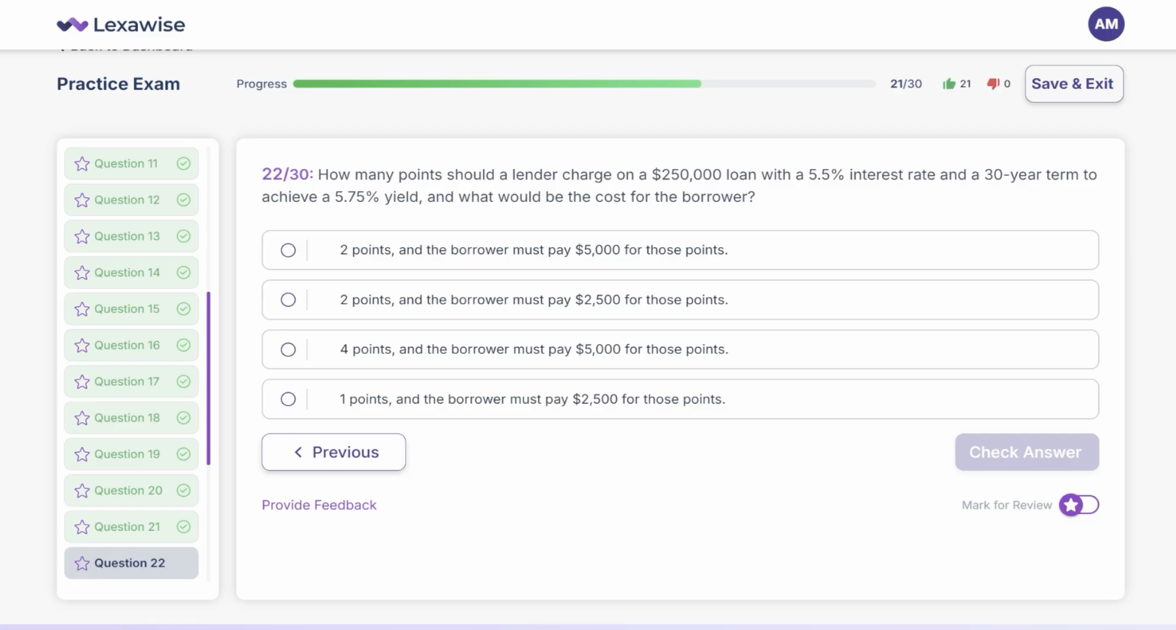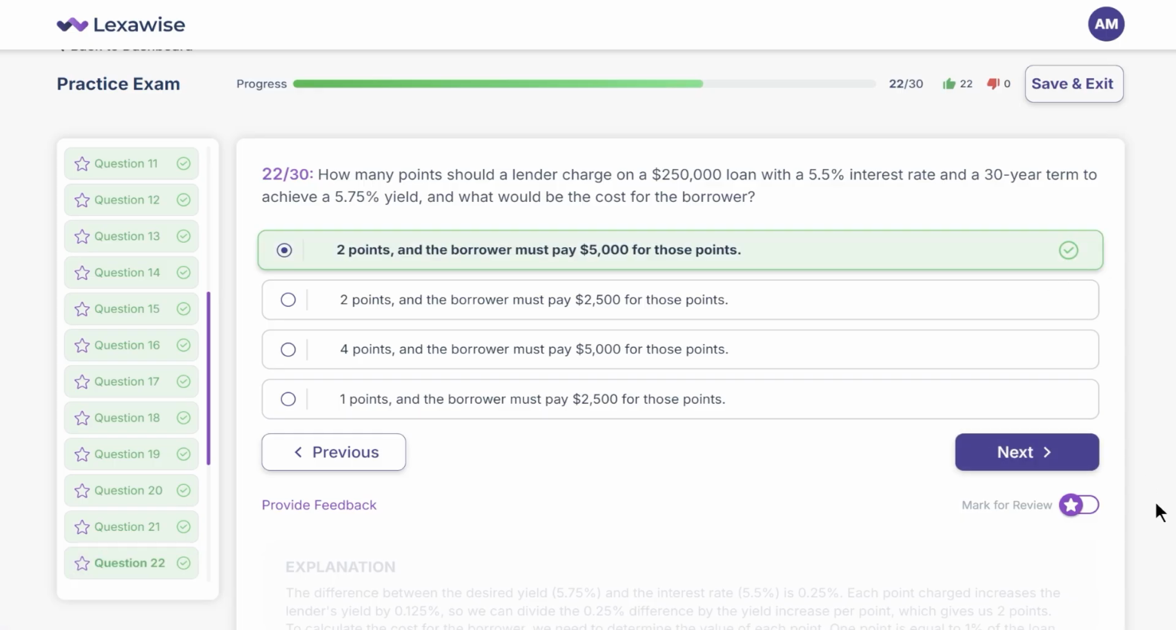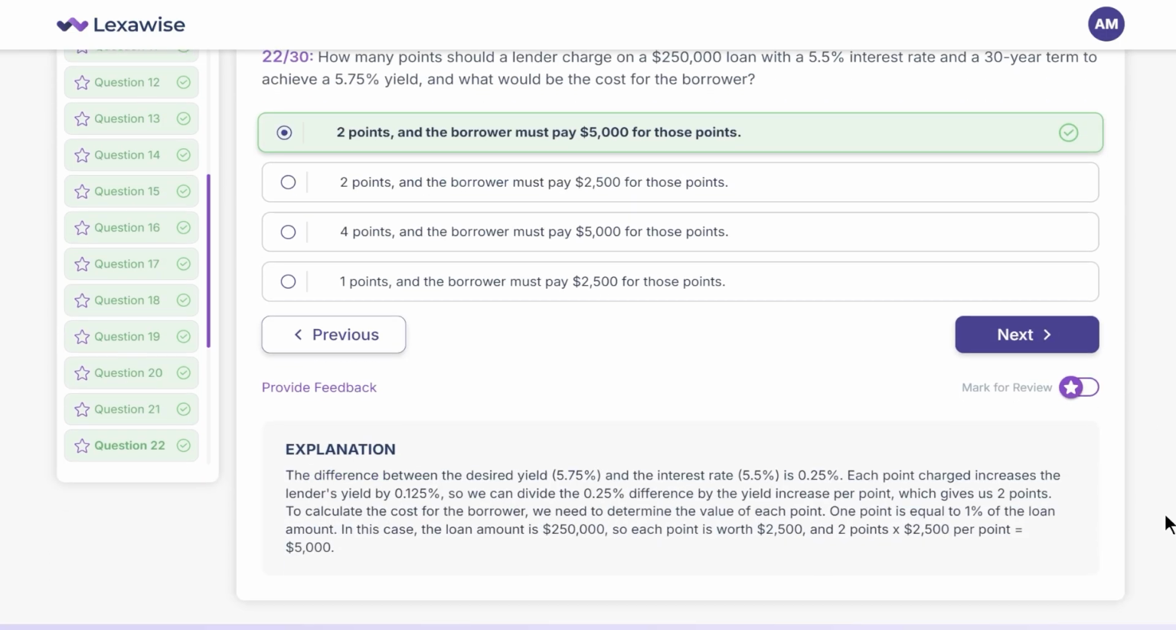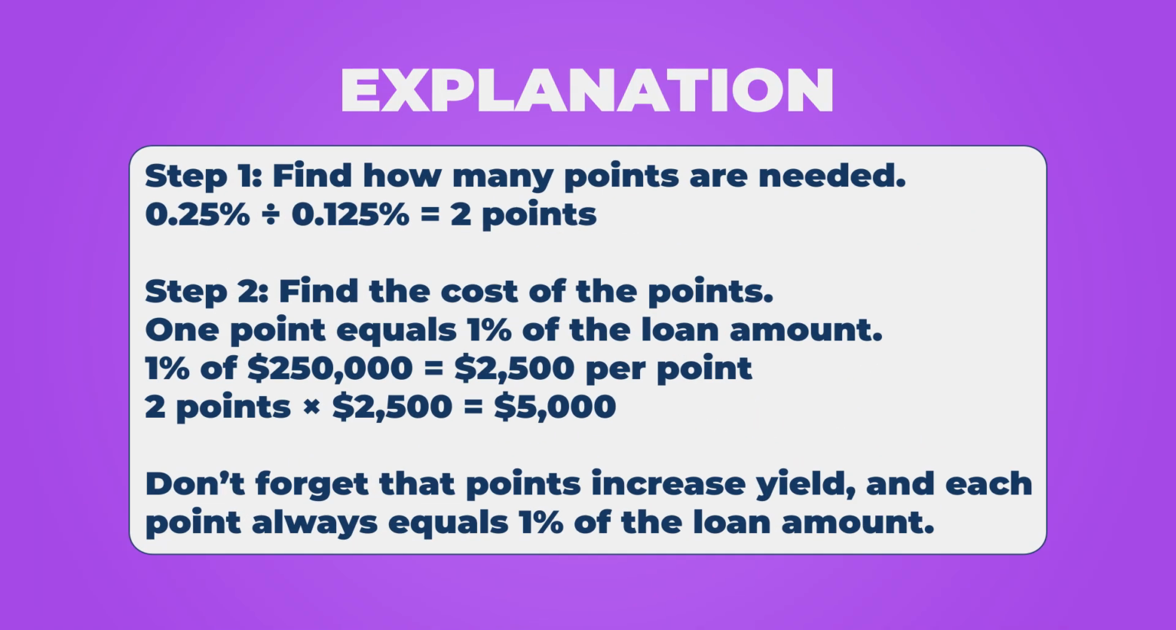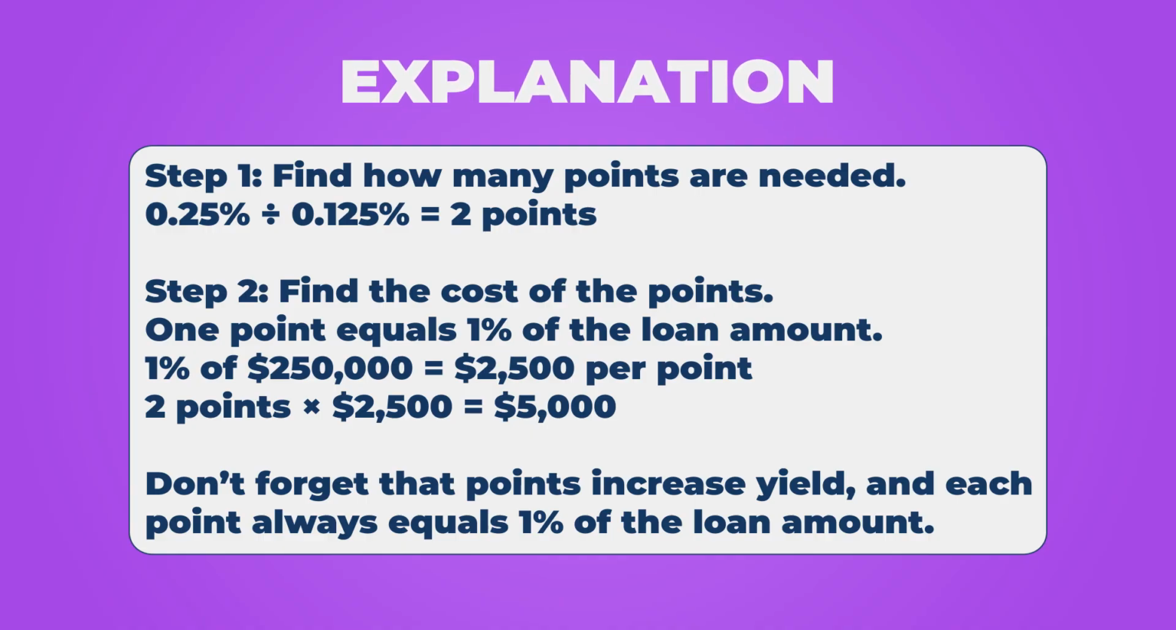The correct answer is A. 2 points, and the borrower must pay $5,000 for those points. Let's take it one step at a time. The lender wants a 5.75% yield, but the loan rate is 5.5%. That's a difference of 0.25%. Step 1. Find how many points are needed. Each point raises the lender's yield by 0.125%, so 0.25% divided by 0.125% equals 2 points.